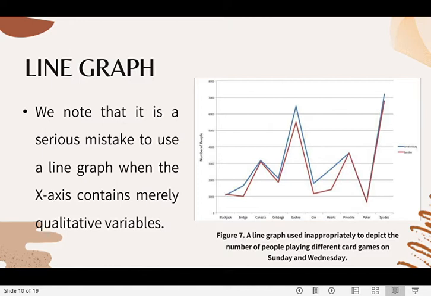So you would see here the kind of game, which is considered a qualitative variable, where the categories are put on the x-axis, like blackjack, bridge, etc. The kinds of games that they play. This is a big mistake in doing a line graph. It should be something like a number on the x-axis, and not the name of the game, which is like a qualitative variable.